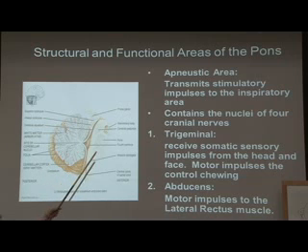And then the other area is called the apneustic area, and it transmits stimulatory patterns. So it would do what to respiratory patterns? It would accelerate them, right? Okay. And then the pons also contains the nuclei of 4 cranial nerves, the trigeminal.